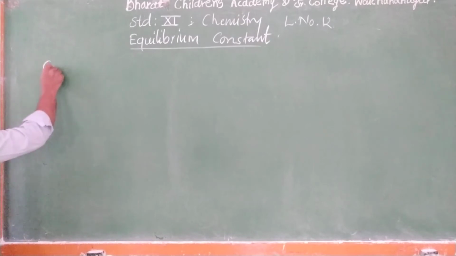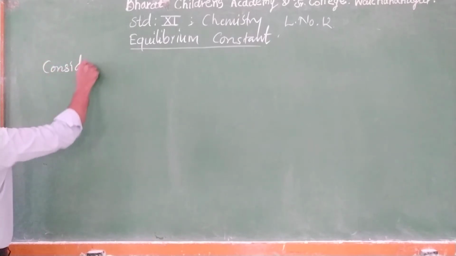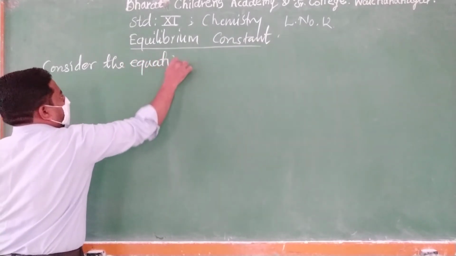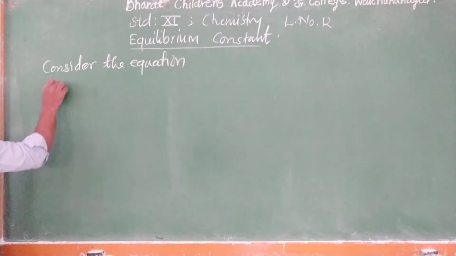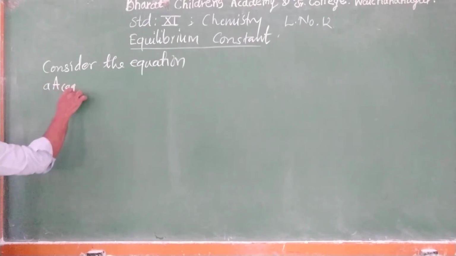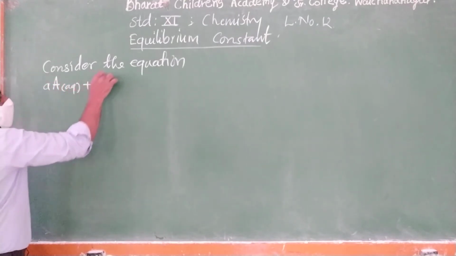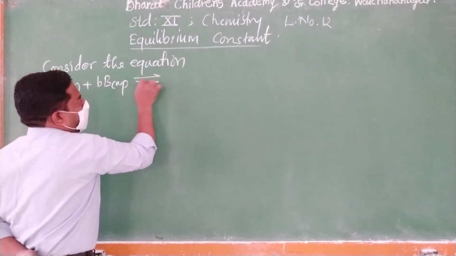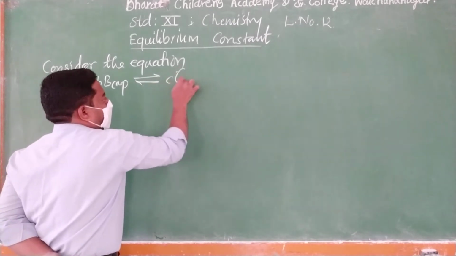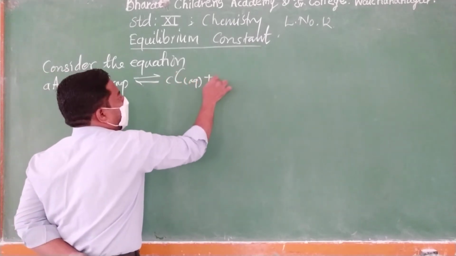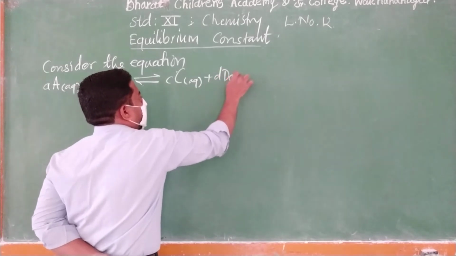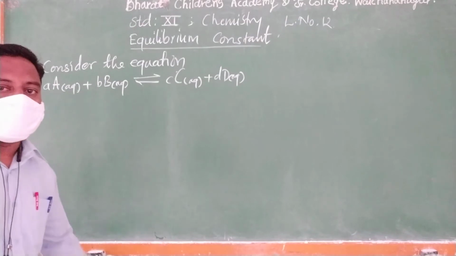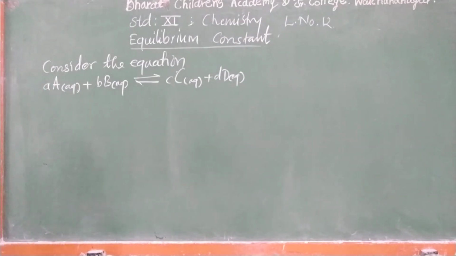Suppose you have this equation: aA in the aqueous state reacts with bB in the aqueous state, and it gives you cC once again in the aqueous and dD in the aqueous state. So suppose this is the equation, right? How will you find out?